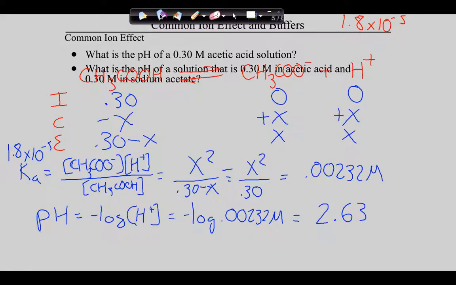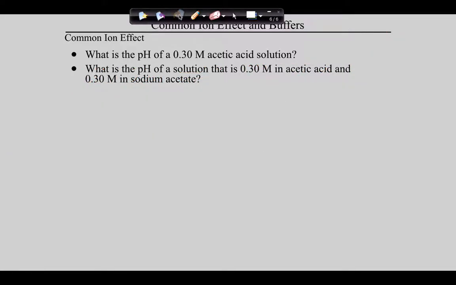Now, guys, let's do this before we get into this. Just the 0.3 molar acetic acid solution has a pH of 2.63. So what is the answer to this question going to be relative to 2.63? It'll be higher. Guys, think about this. Look at your balanced equation.